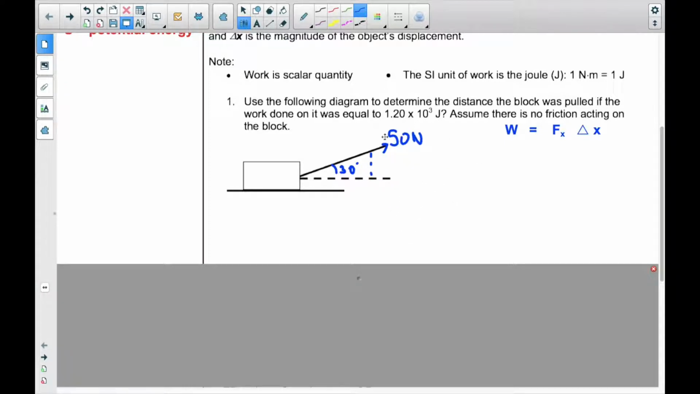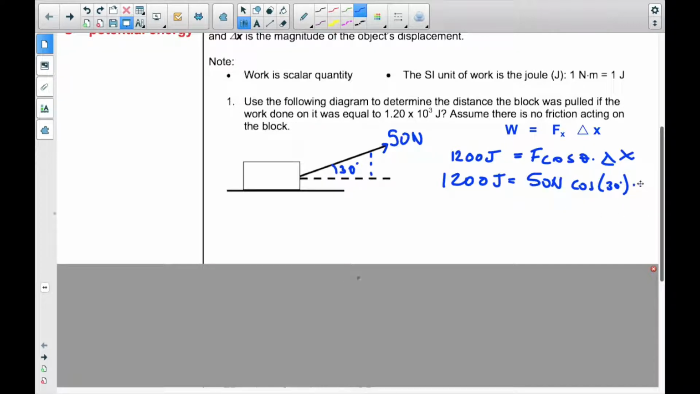So let's go ahead and plug in what we know. We know that the work is 1.2 times 10 to the third, which you can call 1.2 times 10 to the third if you want to, or if you just move your decimal over 3 places, you can also call that 1,200 joules. And that should be equal to the force in the x direction times how far it went. And the question is, how far did it go? The force in the x direction is going to be F cosine theta. I might just write that here, but that's going to be F cosine theta times delta x. So F cosine theta, well, our F is 50 newtons, and then we're going to have cosine of 30 degrees. All we're doing is finding this x component of the force, and then multiply that times the change in x.